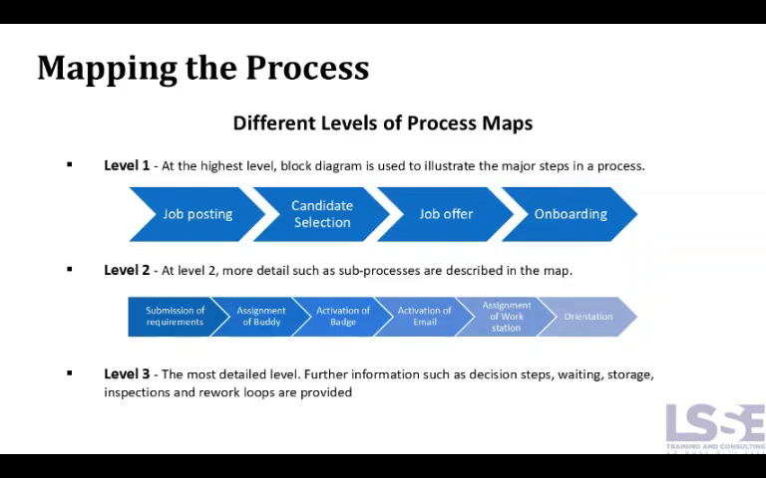Level 3 is the most detailed. This is where you add decision points, waiting time, rework loops, inspections, storage, everything that actually happens on the ground. You choose the level based on your purpose. If you're presenting to leadership, level 1 is enough. If you're trying to find waste and problems, you need level 3.